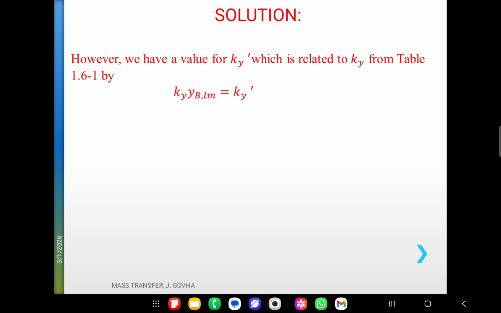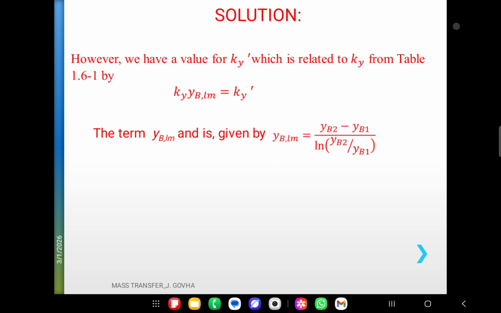However, Ky prime is related to Ky from table 1.61 by Ky times Y_B log mean equals Ky prime. So Y log mean B is given here, as indicated there.